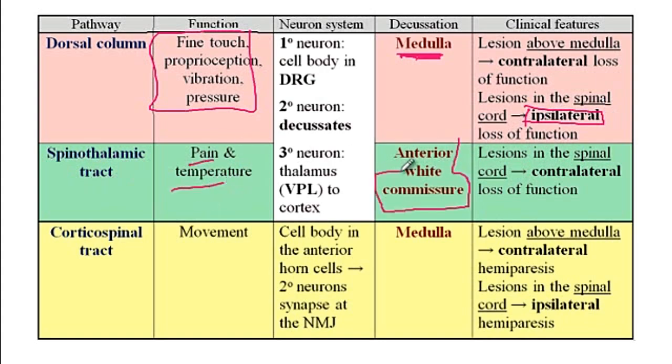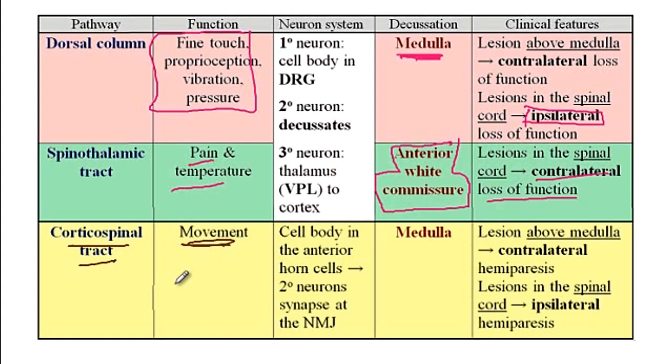It decussates at the anterior white commissure. So any lesions at the level of the spinal cord will cause contralateral loss of the pain and temperature. And then for the corticospinal tract, which is for the movement purposes, it starts in the motor cortex. It synapses onto the cell body in the anterior horn, and then from there on, secondary neurons will go to the neuromuscular junction. So let me show you on the image here.